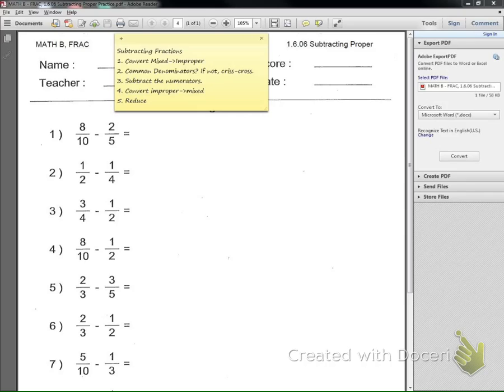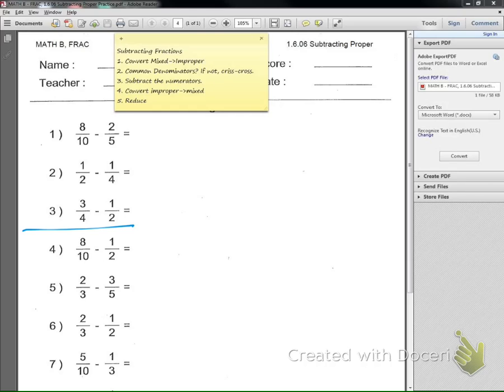Okay, I'm going to do a few examples with you. I'll do 3 of them with you, and then you can do the rest for your own practice. Because of the limited space, I highly recommend that you do these on a separate sheet of paper, because there's really not enough room on this page to do all the steps at once.